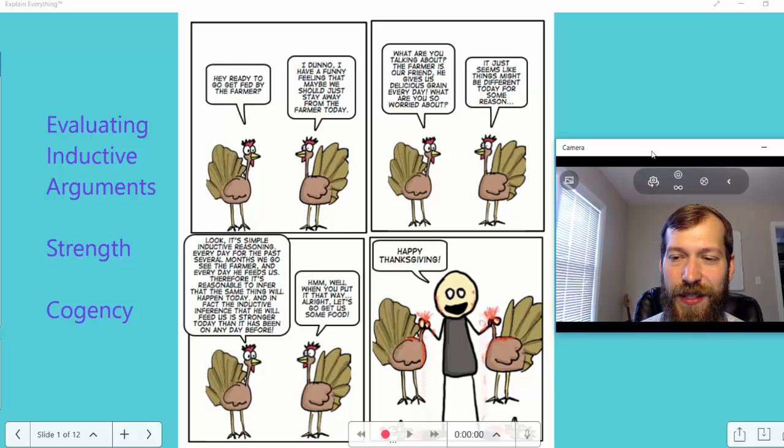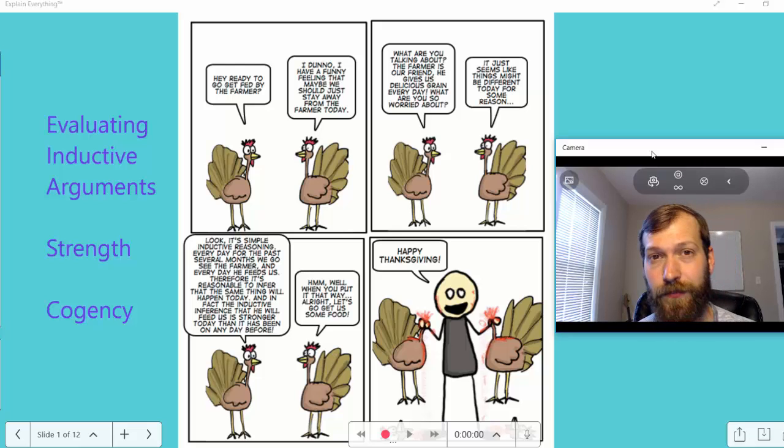What's nice about this comic is the turkey gives a good inductive argument. We're going to see that this argument is in fact a strong argument, and if we allow there to be fictional facts, and if the turkey is telling the truth when giving the argument, and let's just say that he is, then not only is it a strong argument, but it's a cogent argument.